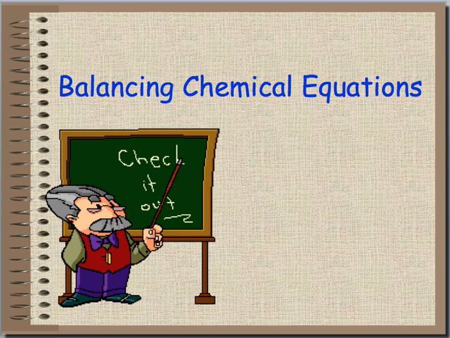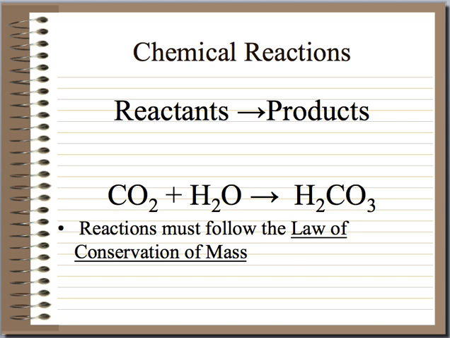All right, so our last segment is going to be for balancing chemical equations. So it's our last piece for this unit. And we already mentioned that chemical reactions have two main parts. They have reactants and products. And we have an example here. We have carbon dioxide with water yielding hydrogen carbonate or carbonic acid.